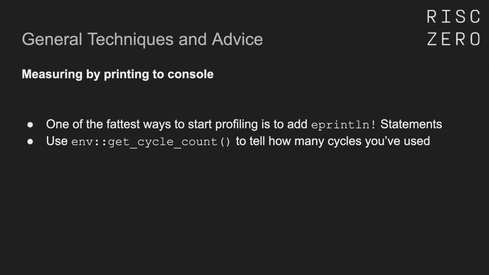And on that topic, let's talk about a really simple way to start measuring your code. One of the fastest ways to start measuring your code is just to add print lines to it. Have it print debug statements, and you can do that in the zkVM as well. So we're actually going to start getting into an example right here to show exactly how you could do that.